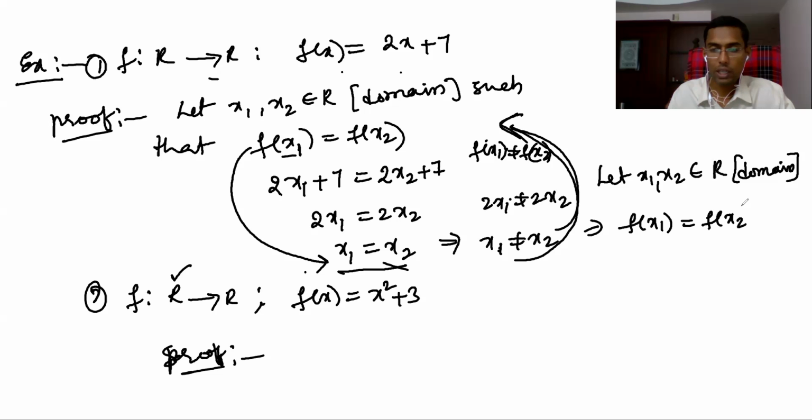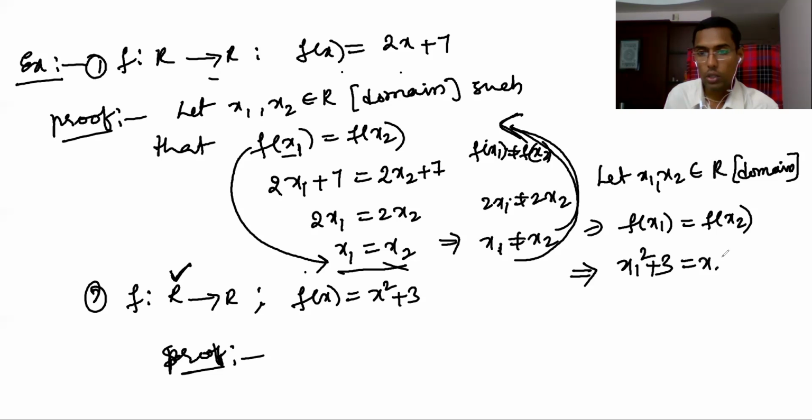are equal. I'm taking like this. I'm taking two elements x1 x2 belongs to R in the domain such that their images are equal. Then what will happen? X1 square plus 3 equal to x2 square plus 3. Then 3 cancel. X1 square equal to x2 square.